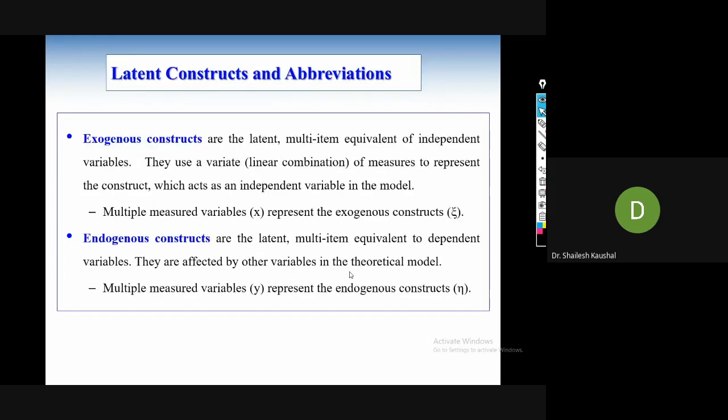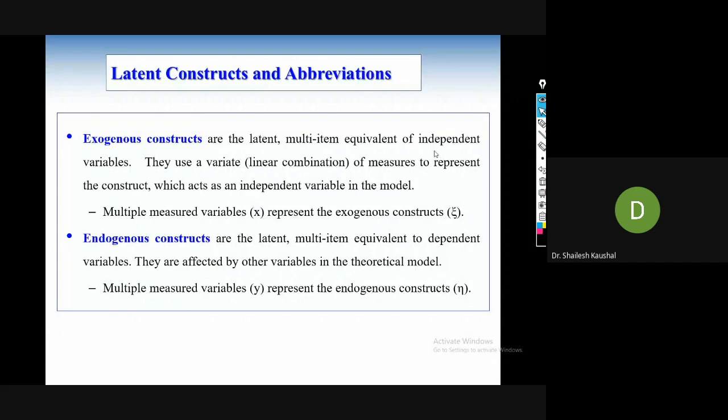I am explaining those here. What is the meaning? There are two terms: exogenous construct and endogenous construct. Generally, we use dependent and independent variables when we use multiple regression analysis, discriminant analysis, logistic regression, ANOVA, MANOVA. But in structural equation modeling, we use two terms: exogenous construct and endogenous construct.